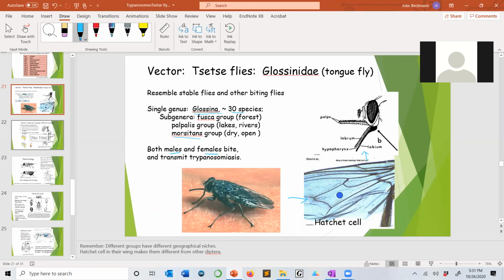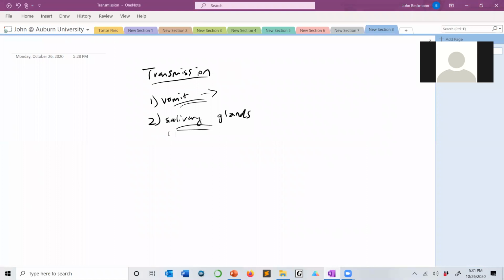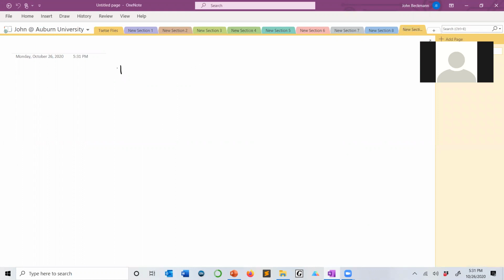Okay, let's talk again. Tsetse flies are so interesting. Let's talk more about the interesting biology of tsetse flies. This is one of the first insects we've seen that is K-style reproduction.